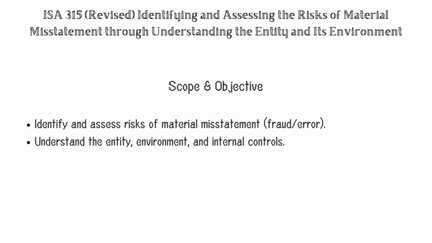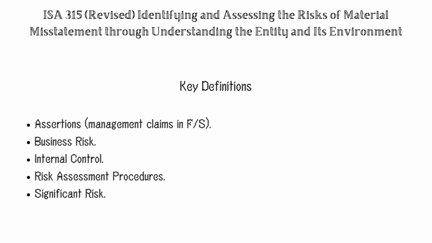The objective is very clear. The auditor must identify and assess the risk of material misstatement by understanding the entity and its environment, including the internal control system. This understanding provides the foundation for designing and implementing audit procedures that respond appropriately to the identified risk. You can't audit effectively if you don't first understand the business and its risk.